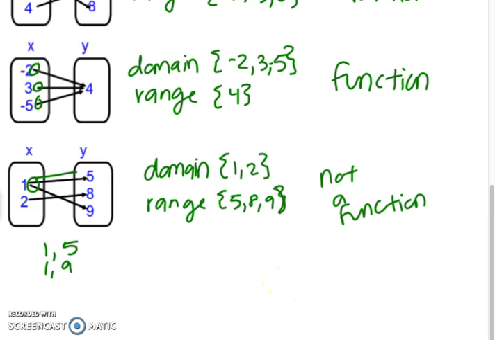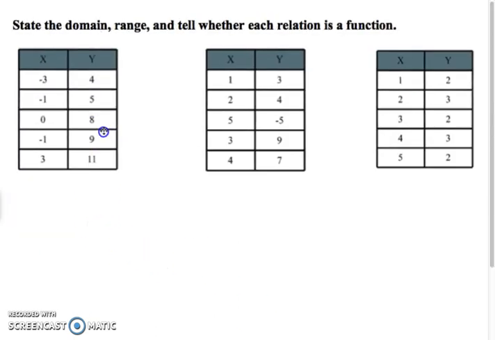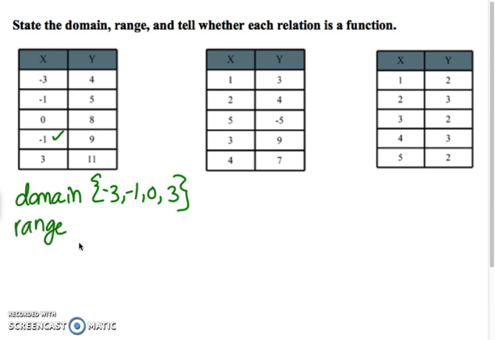All right, let's turn it over on the back. State the domain and range and tell whether each relation is a function. Yes, you're going to have to write out all the numbers of the domain. So in this example, my domain squiggly bracket would be -3, -1, 0. I don't need to write that -1 again. And then a +3. For the range, it would be 4, 5, 8, 9, and 11. And since those -1s repeated, it is not a function.